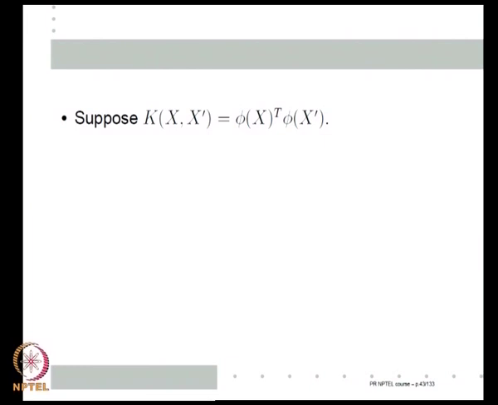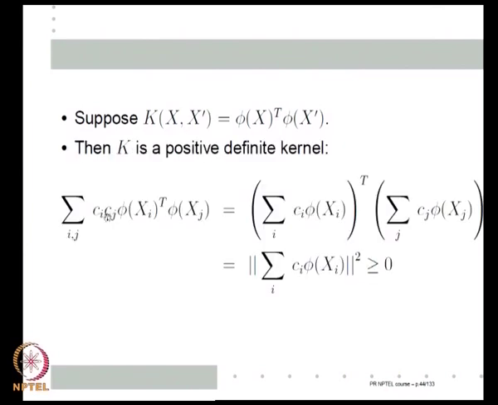If in fact the kernel is obtained as an inner product in some other space, that is, if script X can be mapped to some other space using phi and the range space of phi has an inner product, here I represented the transpose. So, in fact, if k(x, x prime) is phi(x) transpose phi(x prime), then such a k is certainly positive definite. Why? Because for k to be a positive definite kernel, I want to show that the sum of ci cj k(xi, xj) should be greater than or equal to 0. k(xi, xj) is nothing but phi(xi) transpose phi(xj). So, I need to show that the sum of ci cj phi(xi) transpose phi(xj) is greater than or equal to 0.